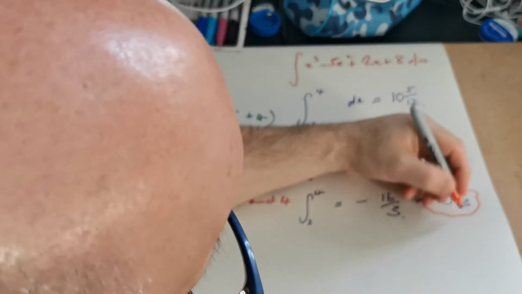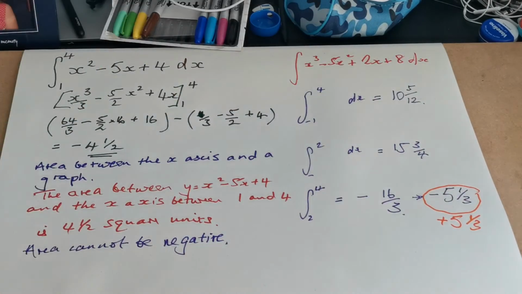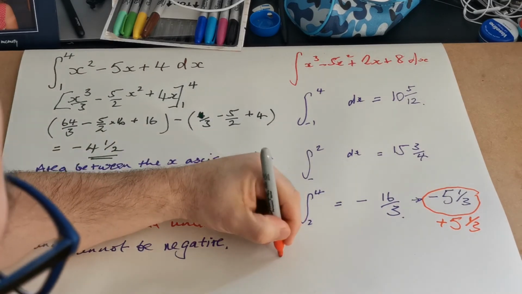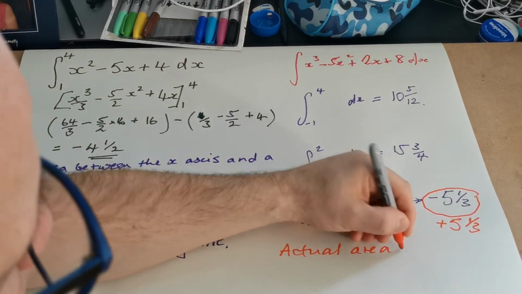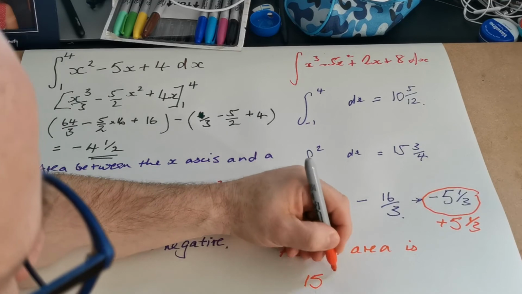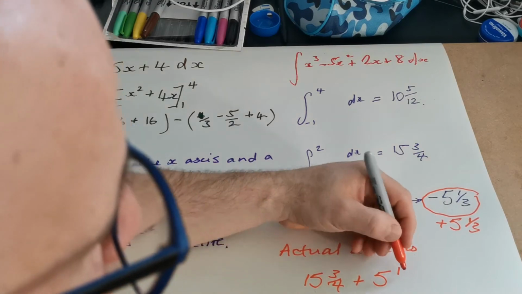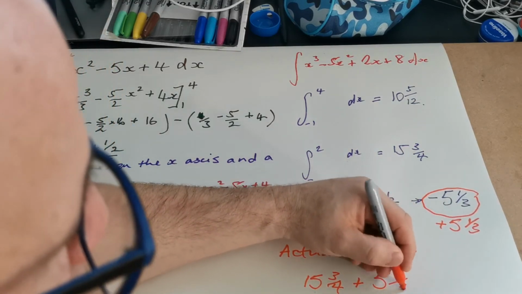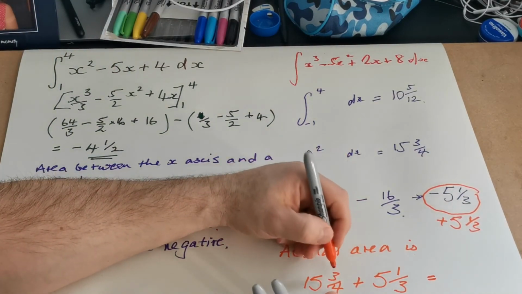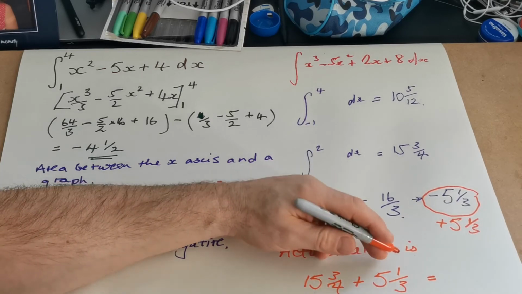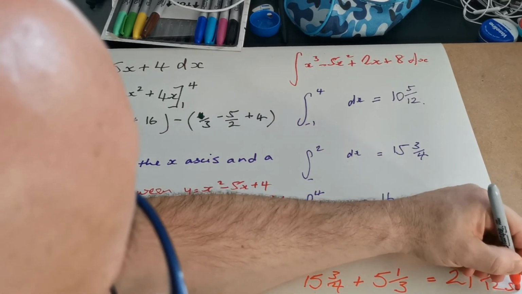So this area here is actually 5 1/3 square units. So the actual area is 15 3/4 add 5 1/3. And that gives me, so I've got 9/12 here and 4/12, so that's 13/12. So I've got 21 1/12 square units.